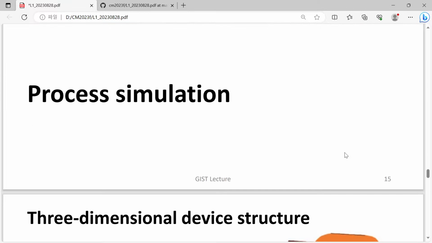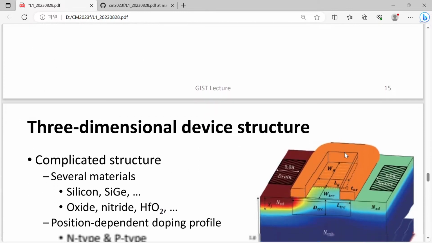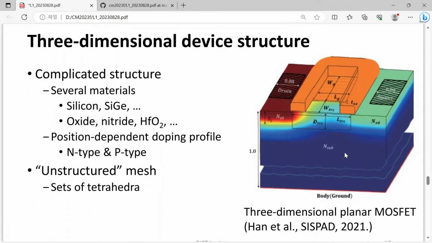In process simulation, we have a three-dimensional device structure. In this figure, we are now looking at a three-dimensional planar MOSFET. Planar MOSFET is a somewhat old technology. The introduction of FinFET, the first generation of really three-dimensional multi-gate MOSFET, was more than 10 years ago. So this planar MOSFET is a somewhat old one. However, even in this old technology, the structure is not that trivial. So you can easily understand.